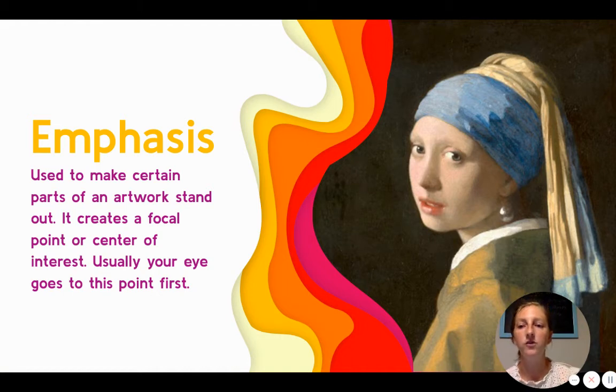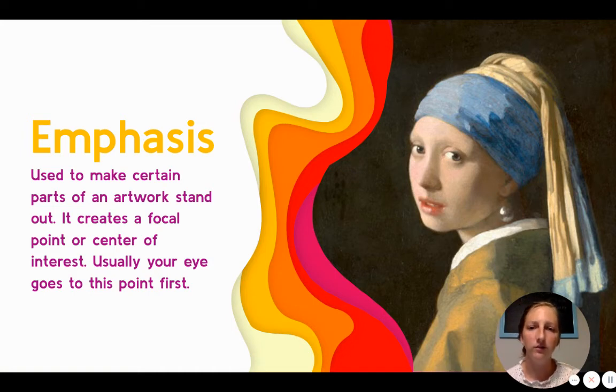Emphasis. This is used to make certain parts of an artwork stand out. It creates a focal point or where your eye goes first. So this is a Vermeer painting. I really hope it's Vermeer. And Girl with the Pearl Earring. Your eye, where does it go first? I want you to think about it. Mine goes to the face first, and then it goes down to the pearl earring, kind of up the back of the hair covering, and then back to the face.